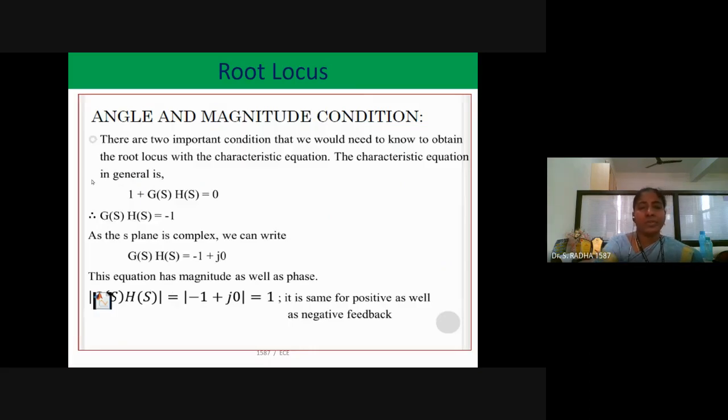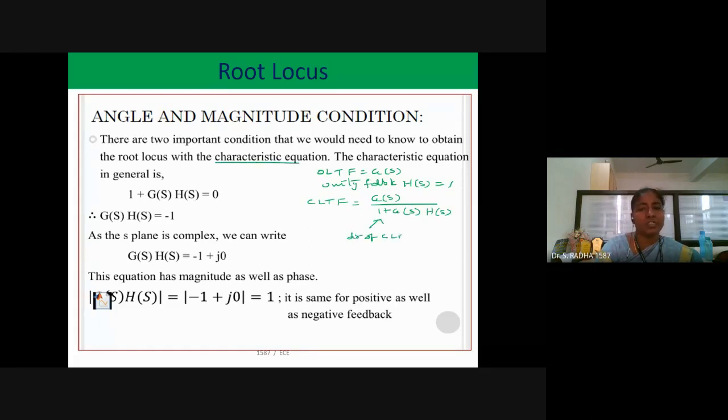Now, already we know that when the open loop transfer function is G of s, with unity feedback meaning H of s equal to 1, the closed loop transfer function is G of s by 1 plus G of s H of s. We are mainly dealing with the characteristic equation. The denominator of the closed loop transfer function is nothing but the characteristic equation. Now we are considering that characteristic equation.